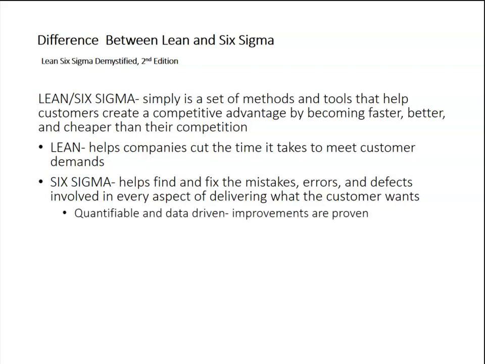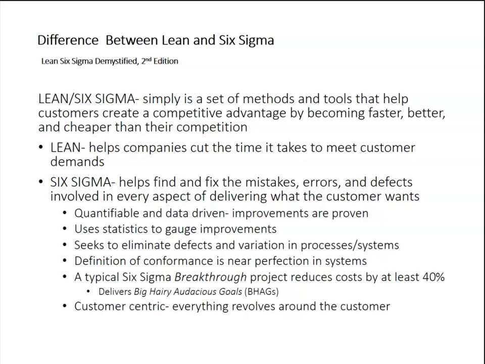What I like about Six Sigma is that it's quantifiable and it's data driven. When you do something for an improvement, it's proven by data and quantifiable means. We use statistics to gauge improvements. We seek to eliminate defects and variation in process systems. The definition of conformance is near perfection in systems. So when we're trying to manage for quality, we're trying to achieve conformance. It's nice to have a bar that's near perfection.